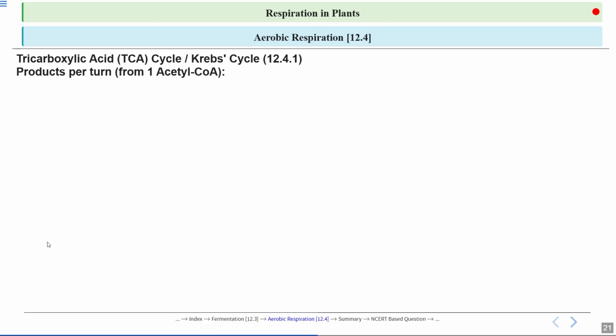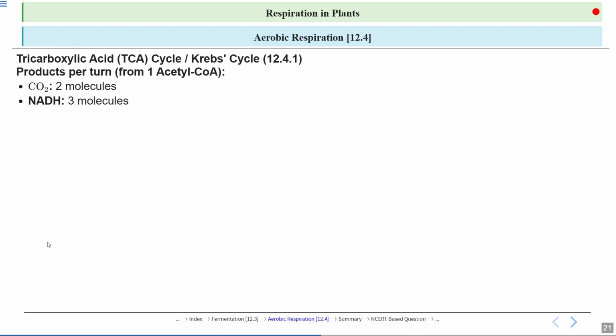Now let's focus on specific products that are formed in each turn of the TCA cycle, starting with 1 acetyl coenzyme A molecule. So let's see the products per turn of the TCA cycle. We begin with 1 acetyl coenzyme A molecule. First, for each acetyl coenzyme A, 2 molecules of carbon dioxide are released. Then 3 molecules of NADH are produced.